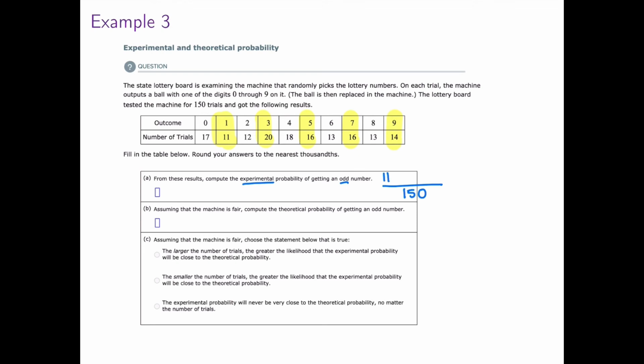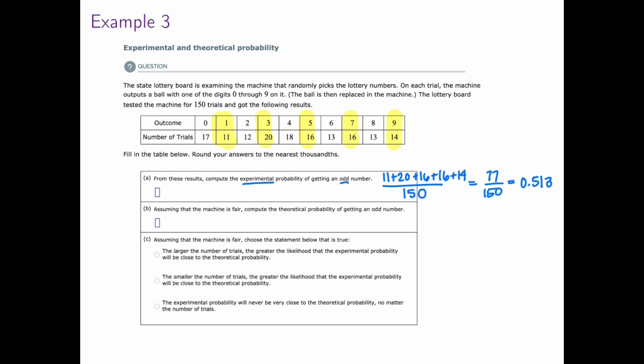So 11 plus 20 plus 16 plus 16 plus 14. So we'll add those together real quick. And we get 77, I believe, out of 150. And if we do that division, 77 divided by 150, we end up with 0.513. Okay?